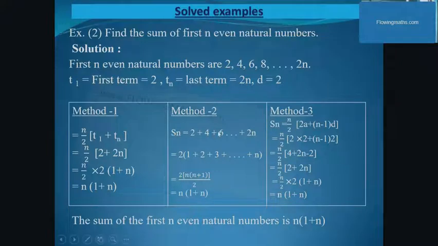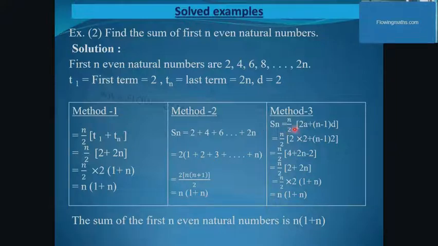In method 2, Sn is 2 plus 4 plus 6 up to 2n. So you take out 2, and the bracket becomes 1 plus 2 plus 3 up to n. We have calculated this in the previous problem, the value is n into (n plus 1) upon 2. So again, finally, the sum of the first n even numbers becomes n into (1 plus n).